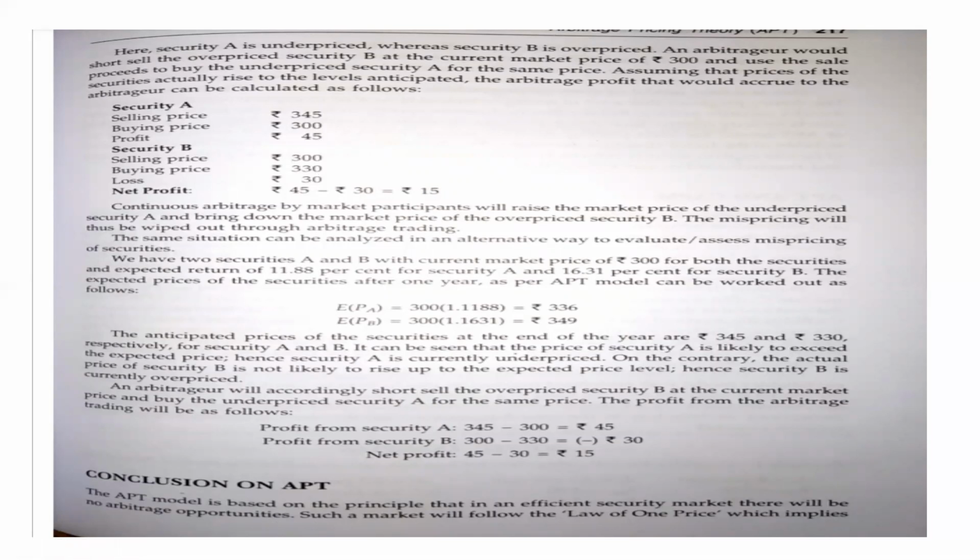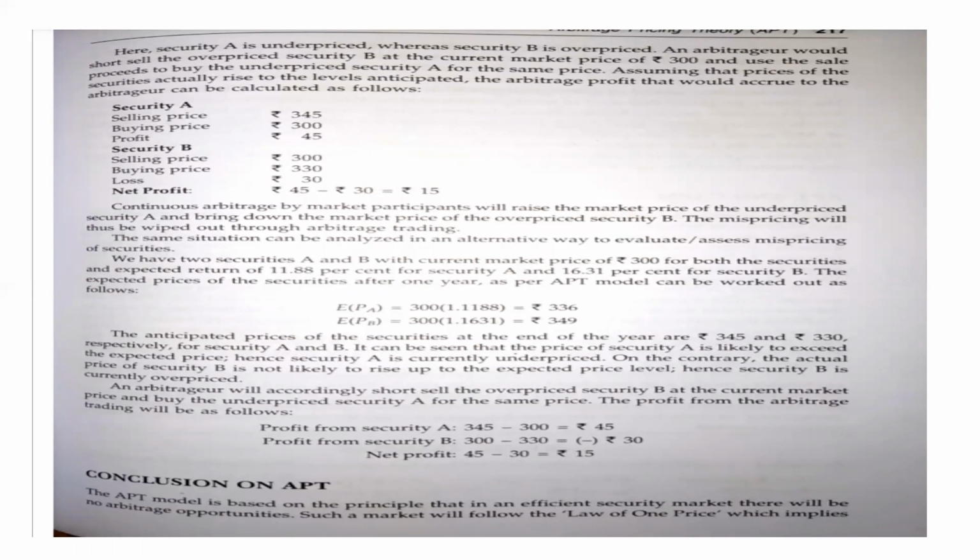So what they will do is they will identify mispriced securities. They will buy underpriced securities and sell overpriced securities and thereby earn a profit. Now they are talking about two securities, security A and B, which both have a market price of 300 right now. The expected returns are 11.88 and 16.31. The expected price is after 1 year. We are going to calculate the price after 1 year.